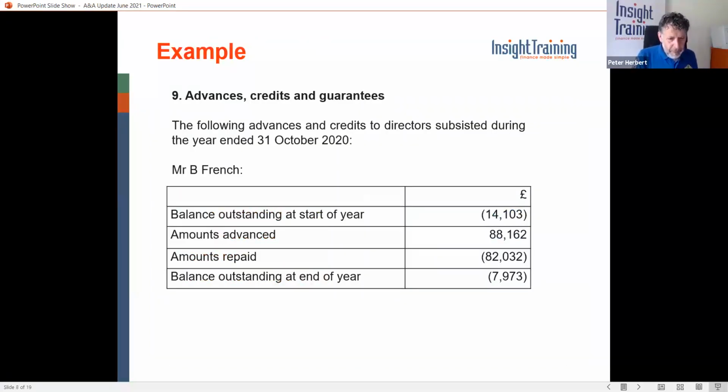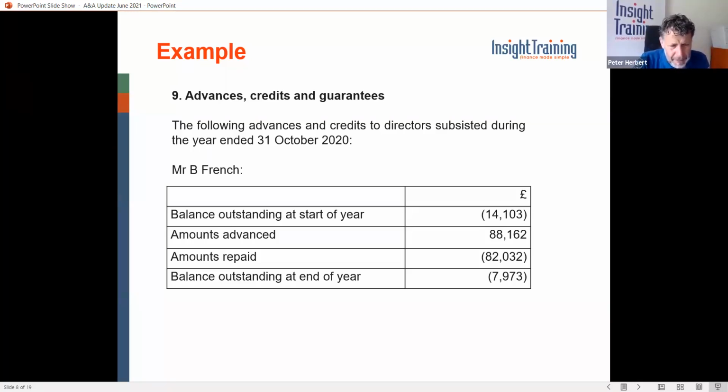Okay, here's an example of the sort of thing that we see a lot of the time. And I think the way the notes tend to get produced by accounts production software, they do tend to be very often tabular in nature. Now, what's going on here basically is the company started off with a credit balance on the loan account. Amounts have then been advanced to make the loan account go overdrawn. Amounts then have been repaid. And then at the end of the year, we've got a 7973 balance, which again is a credit balance.